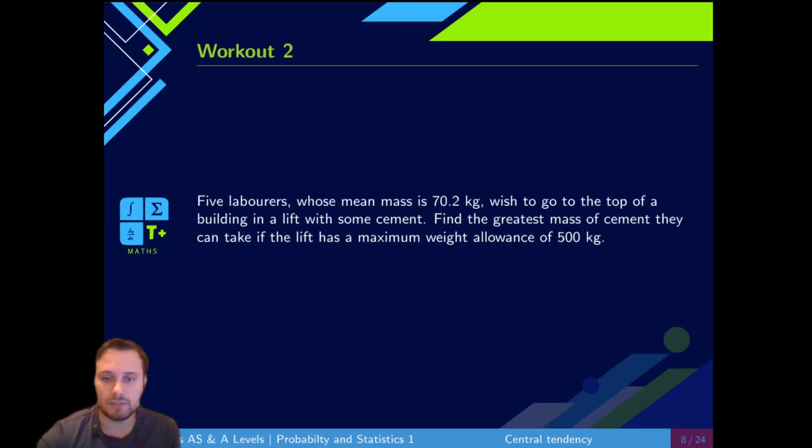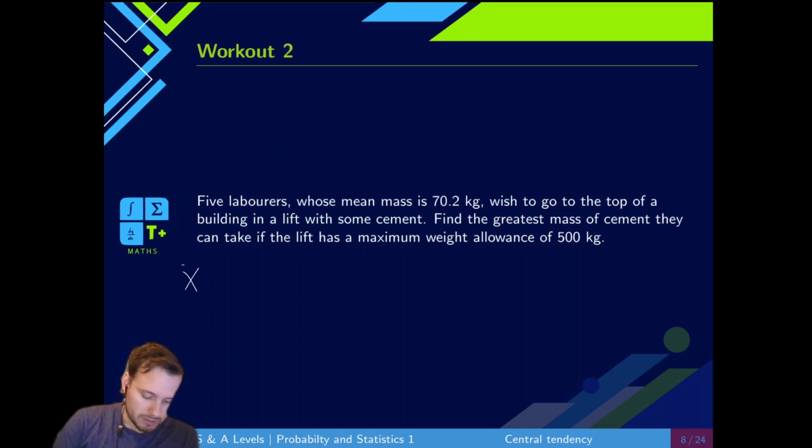We're going to have this first exercise. It's a very simple exercise for us to begin with, that tells you that we have 5 laborers. They have a mean mass of 70.2 kilograms and they want to reach the top of a building in a lift carrying some cement, and we are going to find the greatest mass of the cement that they can take, knowing the maximum allowance of the lift. So let's start at the beginning.